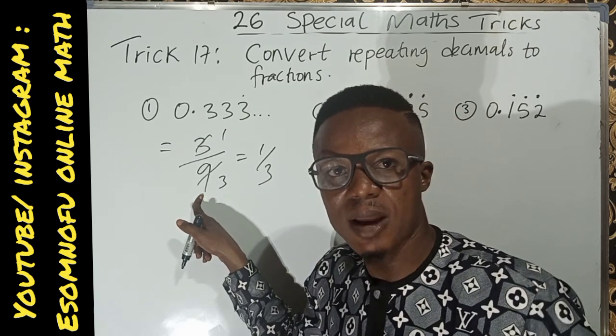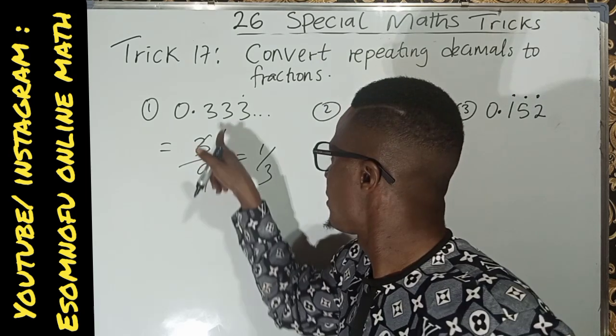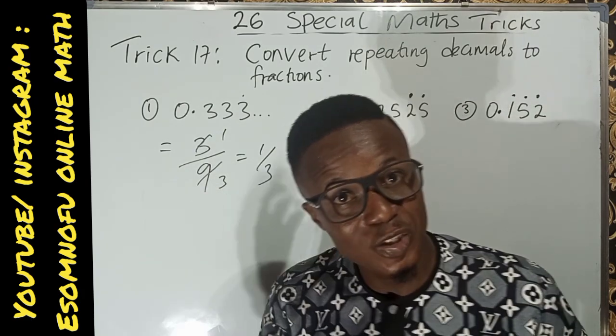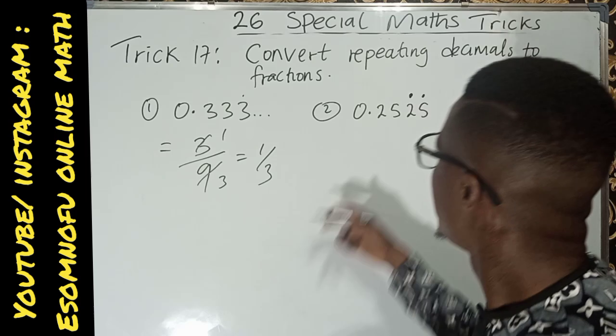If 4 digits repeat, write 9, 9, 9, 9. So the number of digits that repeat will determine the number of 9s you are going to write. That's just the trick. That is the way it works.